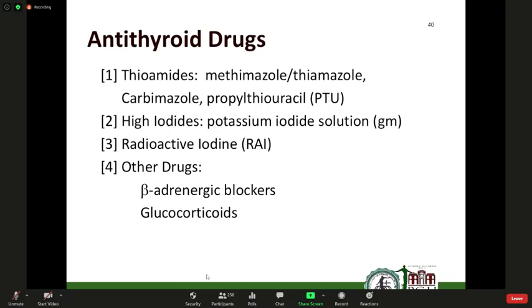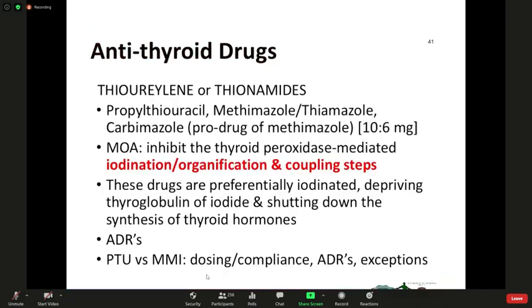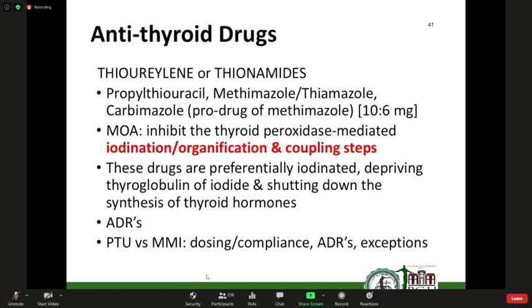non-cardioselective, and glucocorticoids. Okay, so again, the action of the thionamides is in inhibiting the action of the thyroid peroxidase enzyme, and the TPO-mediated steps of iodination and coupling. So these drugs are preferentially iodinated, depriving thyroglobulin of iodide and shutting down the synthesis of thyroid hormones.